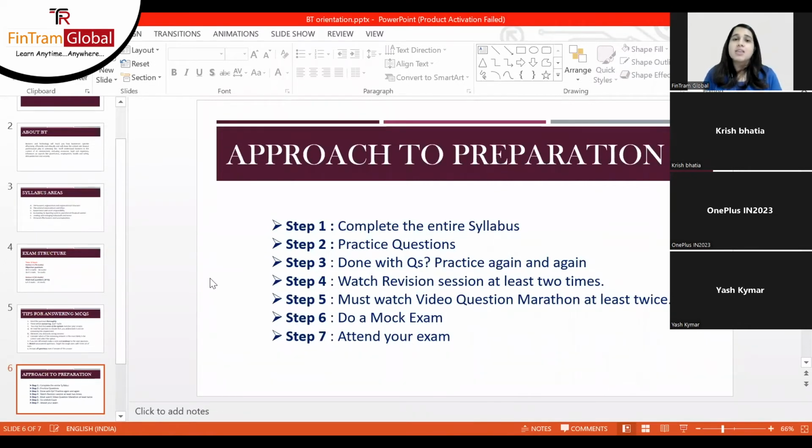Do a mock exam. Students who do not give a mock exam have a much lower chance of clearing than those students who actually give mock exams. And not only is giving a mock exam important, but giving it in exact exam conditions. You need to lock yourself in a room, set the timer for 2 hours, and then solve the exam question paper. When 2 hours have passed, if you are able to solve everything in those 2 hours, then great, that means you're doing good.